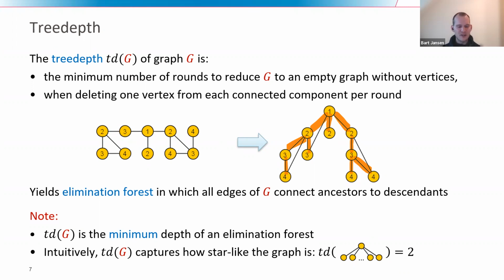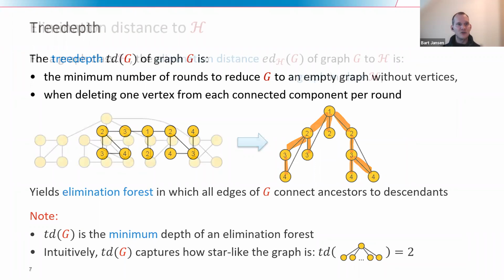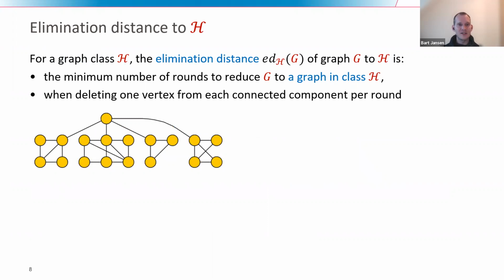So this is an established concept and it's being used in the design and analysis of parameterized algorithms for a while now. Let's look at a related concept, the elimination distance to H, where H here is a graph class, like bipartite graphs or chordal graphs. And it's defined by a similar process in rounds. So now we are starting with an input graph G. In every round, we again delete one vertex from each connected component, but the process stops as soon as the graph we're left with belongs to the target class H.